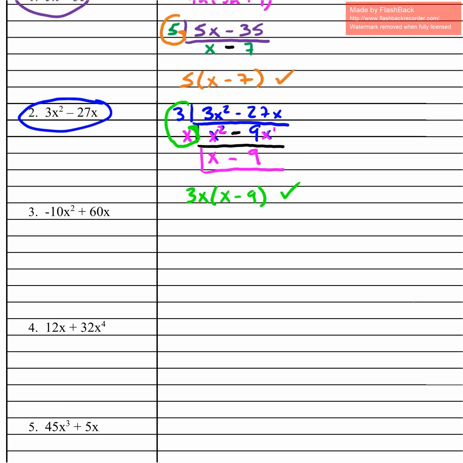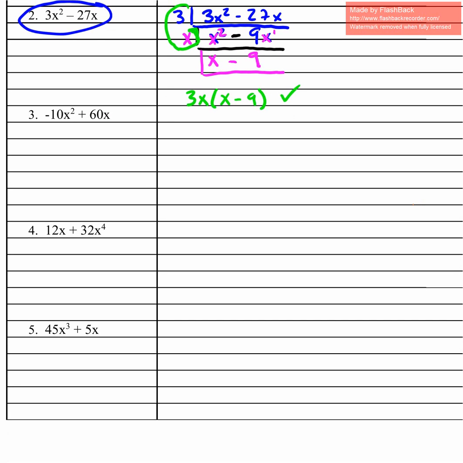All right, we're rolling now. Let's go and get to number 3. So when we look at number 3, we have negative 10x plus 60. So I'm going to go ahead and set up my upside down division, aka my ladder, aka UDD.